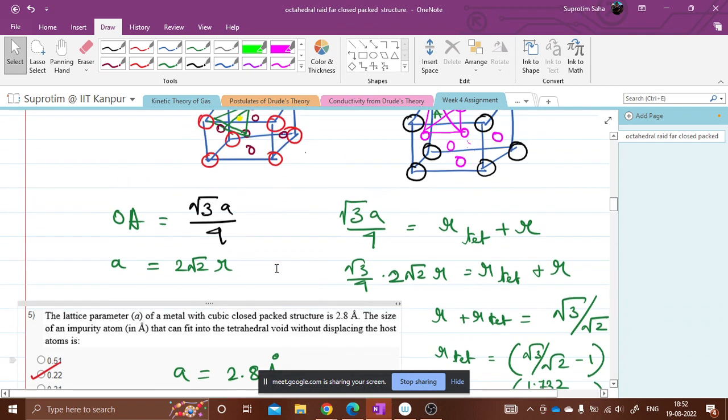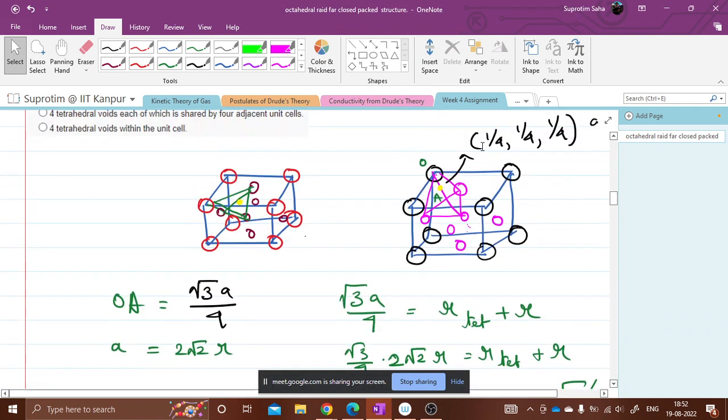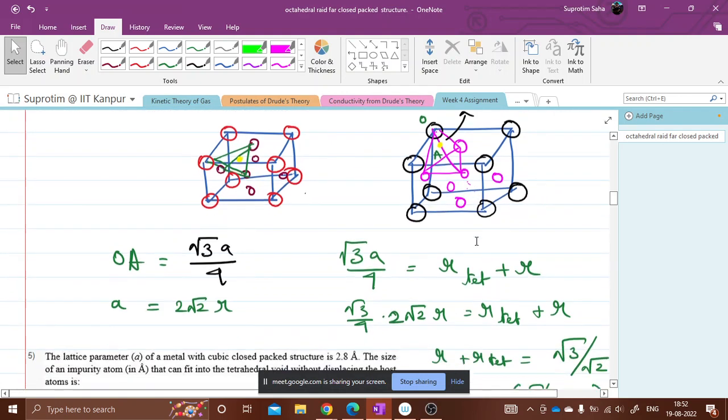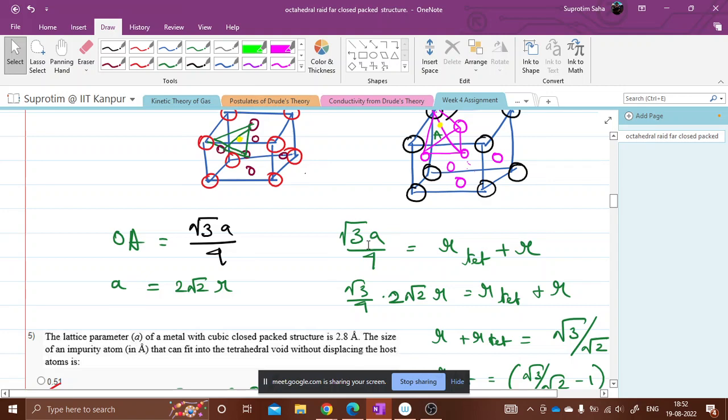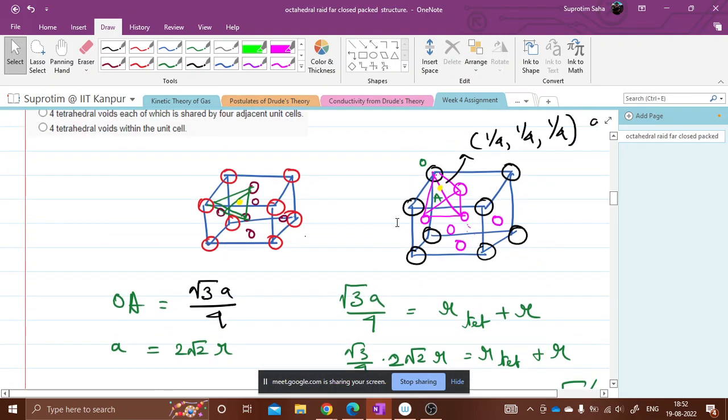So this is about the tetrahedral void, right? There is a tetrahedral void at 1/4 of the body diagonal. If you draw this, a tetrahedral void sits at 1/4 of the body diagonal, and another tetrahedral void will be at 3/4 of the body diagonal. From this origin, it will be 3/4, right? So 1/4 of the body diagonal will consist of this distance OA, right?